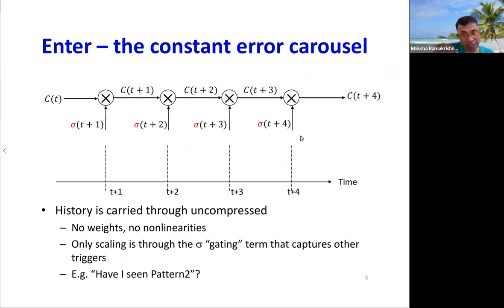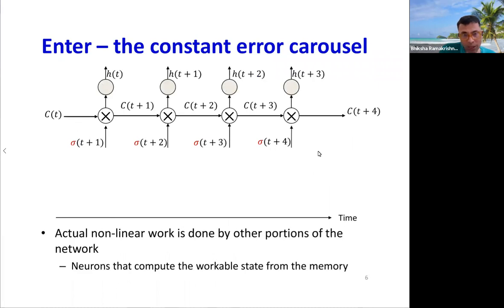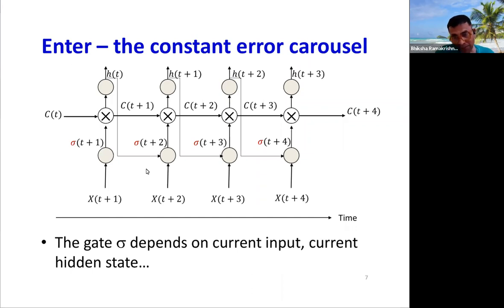And in all of these figures, we are seeing the net edge on. So the constant error carousel over here just holds the memory. It has no non-linearities or even non-identity linearities of its own. The actual non-linear work is done by other portions of the network, neurons that compute a workable state from the memory. And the gate over here, which decides if the memory must be modified, considers the current input, but also considers the current state, which captures what is already in the memory.